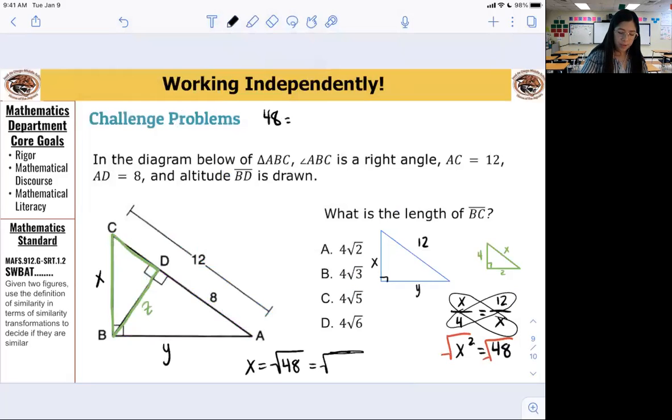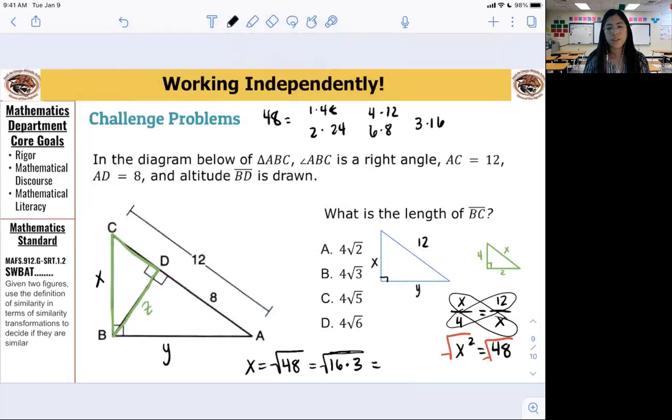So we did 1 times 48, 2 times 24, 6 times 8, and 12 times 4. What about 3? There. Why is that one the best one to use?